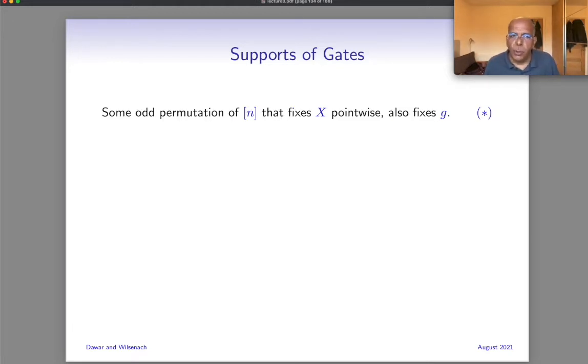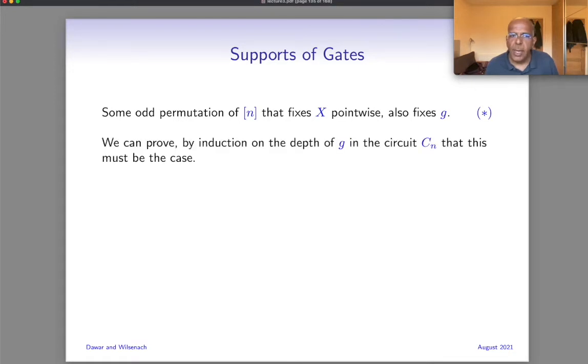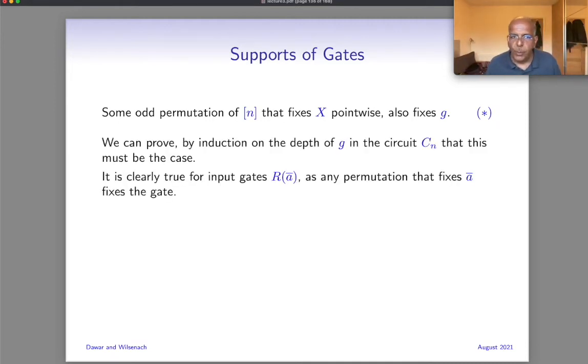Now all we have to do is prove that there is some odd permutation of n which fixes X pointwise and also fixes G. You prove this by induction on the depth of the gate G in the circuit. This is not a fact about groups in general. This is specifically about stabilizer groups of circuits, and it has to do with the fact that these circuits have this inductive DAG-like structure. It is true at the input gates because each input gate is labeled by some atomic fact R(a bar), where R is a relation symbol in our vocabulary and a bar is a tuple of elements in 1 through n. Any permutation that fixes a bar fixes the gate, so the gate has small support.